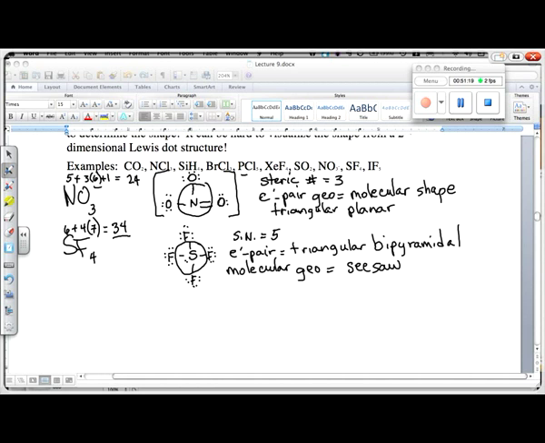All right, IF5. Iodine in the middle, 5 fluorines around. Oops, skipped the step. I guess we could wait and connect them, but I'm going to do it in order. 7 plus 5 times 7, so 6 times 7, 42 electrons. Connect the 5 fluorines to the iodine. Yes, that will give iodine more than 8, but it's way below the third row, so it can. Give each fluorine some more to give it a total of 8.